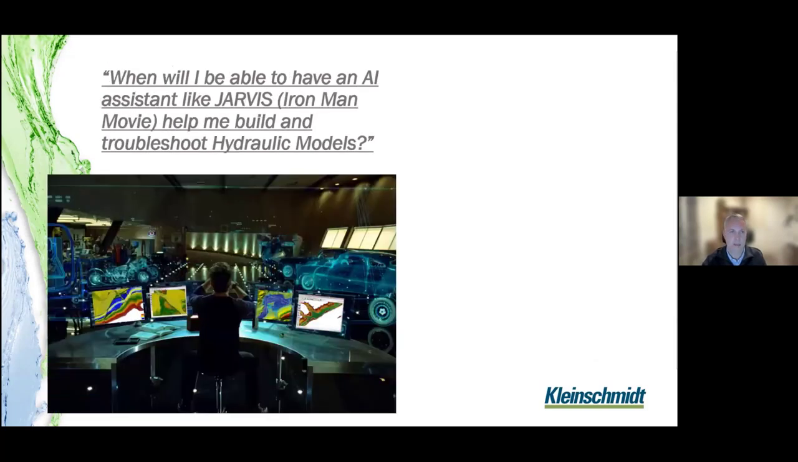All right. When will I be able to have an AI assistant like Jarvis from the Iron Man movie help me build and troubleshoot hydraulic models? So I'm thinking maybe I can have a companion that's next to me or in my computer, and as I'm building my model, it says something like, are you sure you want to use that N value? Because the guidance really suggests this other N value. Are you sure you want to have a cell size like that? Because most people on this kind of a model use this size cell. Okay, that could be helpful.